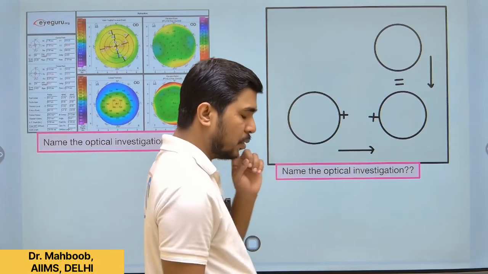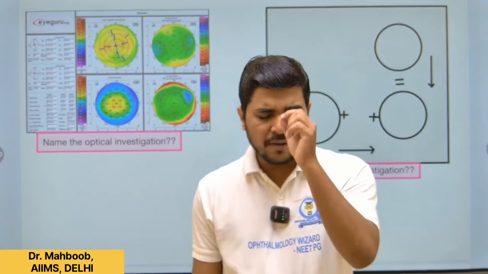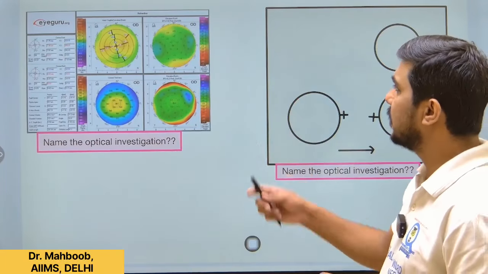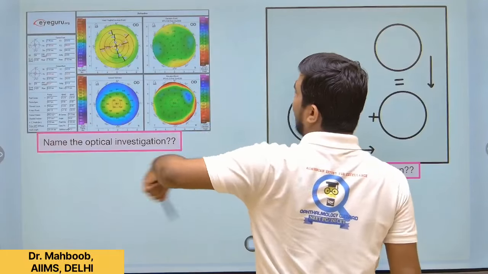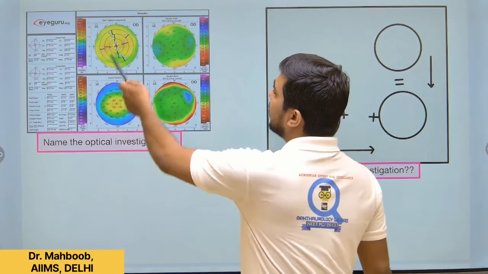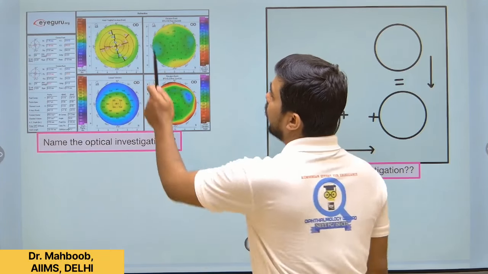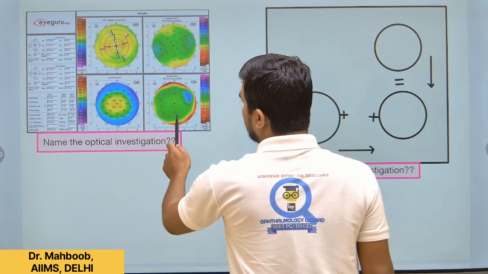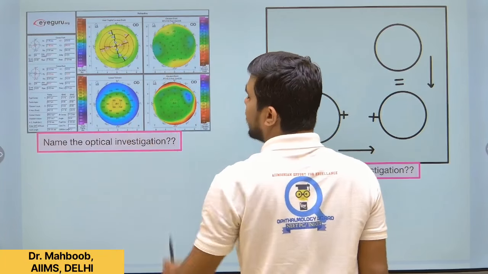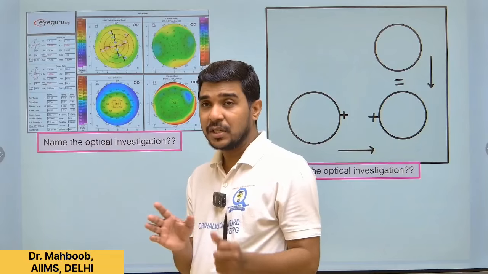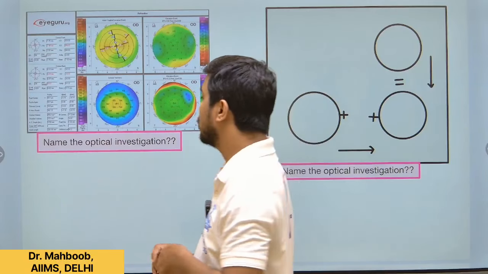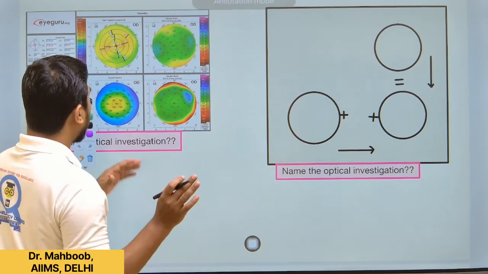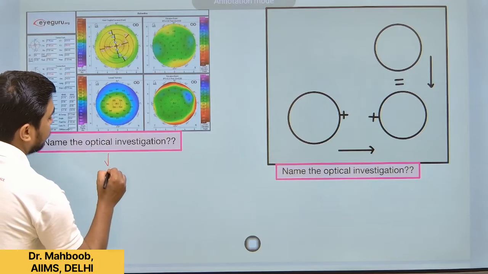This investigation is only for the namesake. You need to know only the name. What is this? This is actually a pachymetry. You have different curvature maps: anterior axial curvature, elevation map, depression map, deviation map, and corneal thickness map. These are the different types of maps that give the corneal pachymetry. Actually it is a Pentacam, but remember it like pachymetry because it is easy for you.